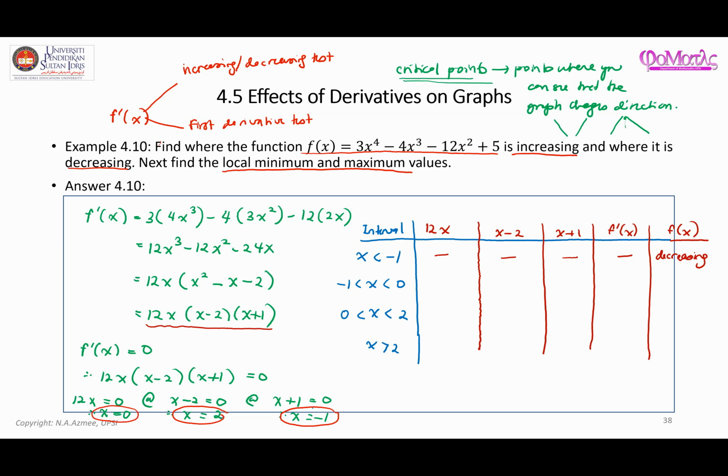Next, when x is between 0 and negative 1, you can pick any value, for example x equals negative 0.5. When x is negative 0.5, you plug into 12x and the answer will be negative. Plug into x minus 2, you will also get a negative sign. For x plus 1, you will get a positive sign. Therefore, negative, negative, positive will be positive. So on this interval, the graph will be increasing.